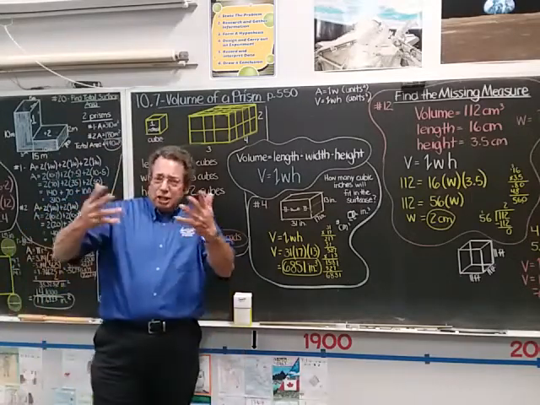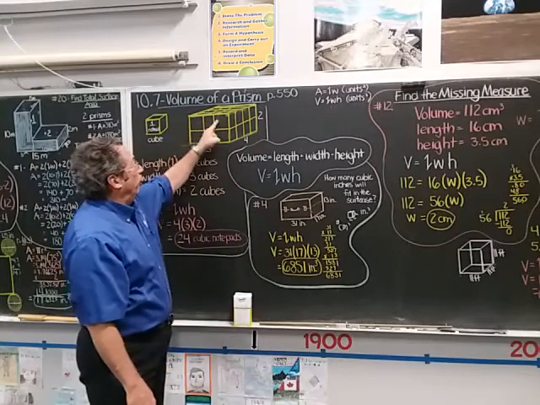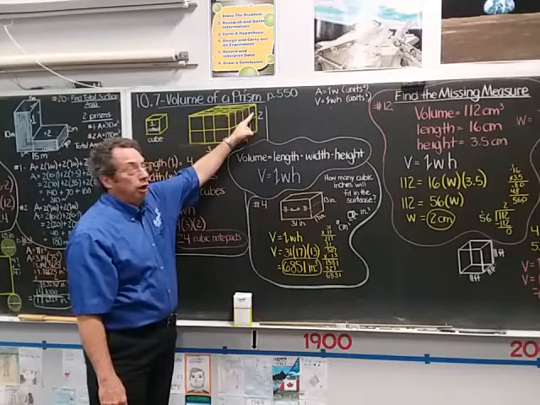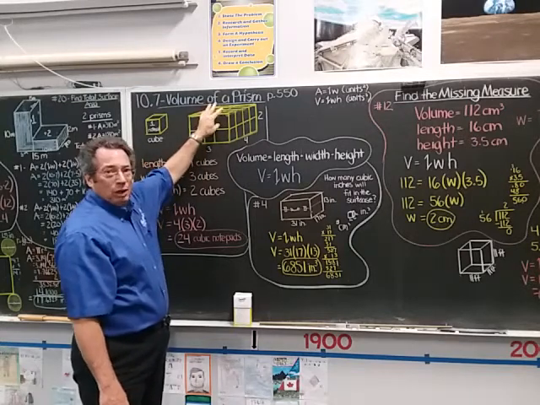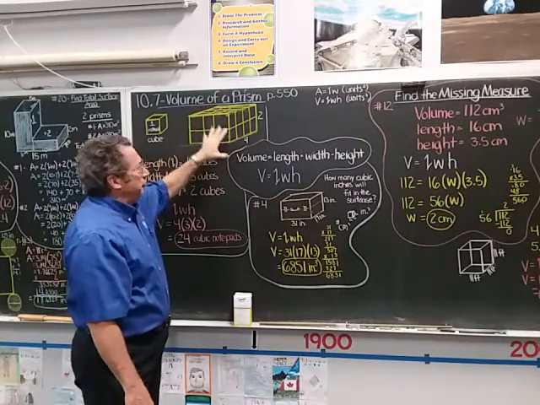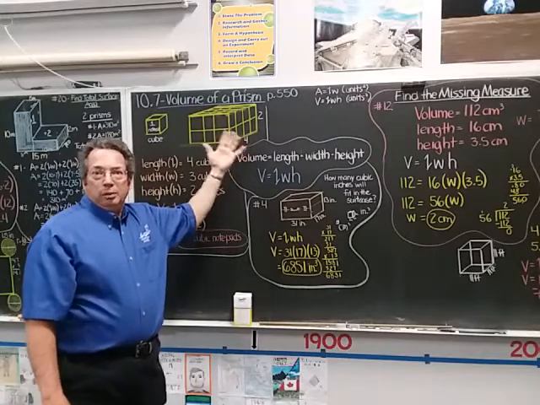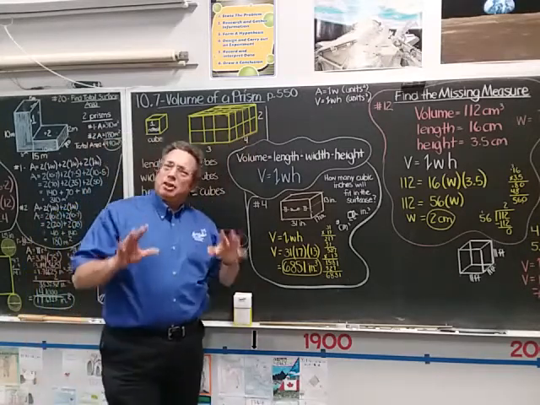Now you could just count them. Okay, 1, 2, 3, 4, 5, 6, 7. Wait, 8, 9, 10, 11. Looks like 12 in that one layer, and then there are 2 layers. That would be 12 times 2, or 24 cubic notepads would fit in there. Yeah, but there's an easier way.